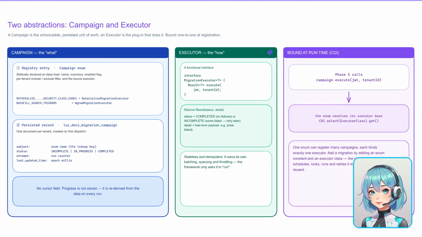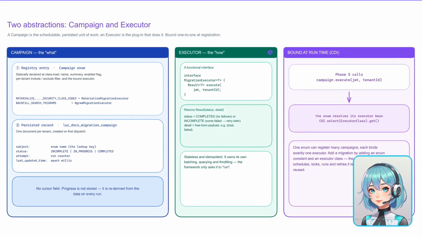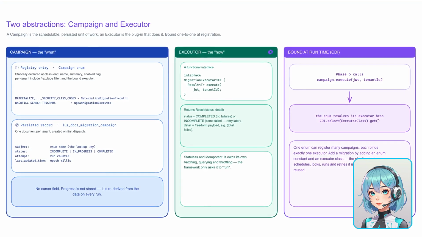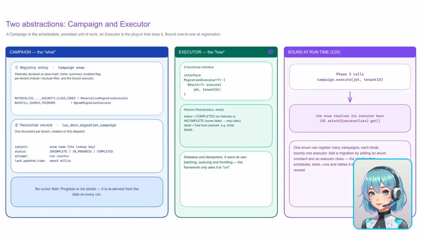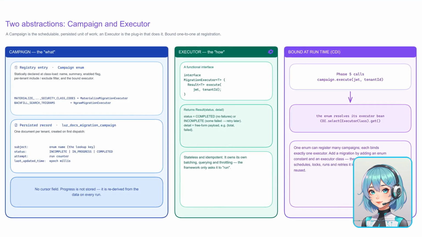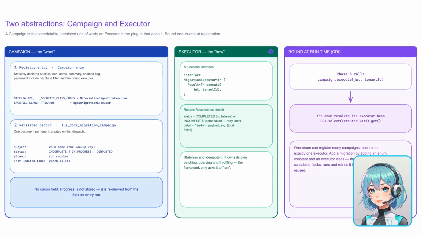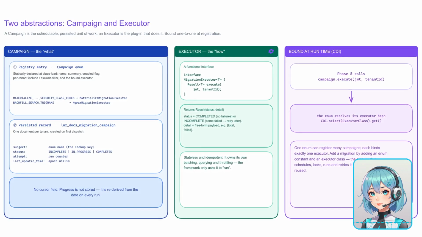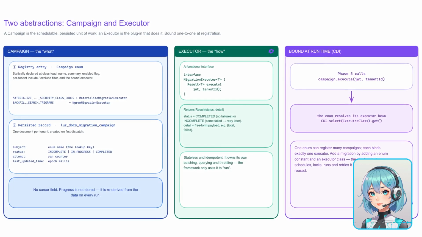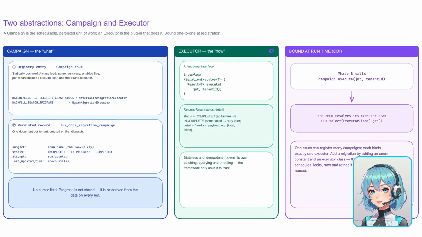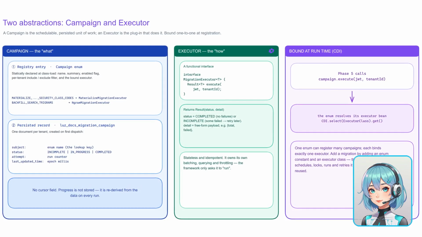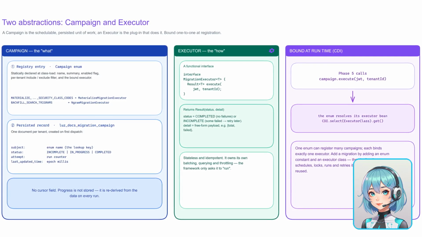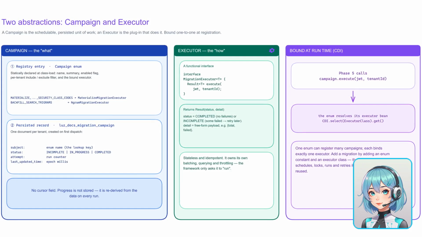Notably, no cursor. The executor is just a functional interface, a result execute method taking a JWT and a tenant ID, returning a status, completed or incomplete, plus a freeform detail, like total and failed counts. It's stateless and idempotent, and owns its own batching. At runtime, the enum resolves its executor bean through CDI. Adding a migration means adding an enum constant and an executor class. Everything that schedules, locks, runs, and retries it is reused.